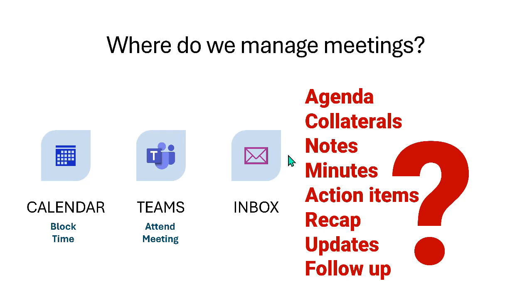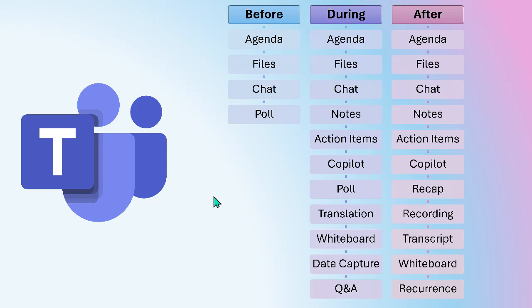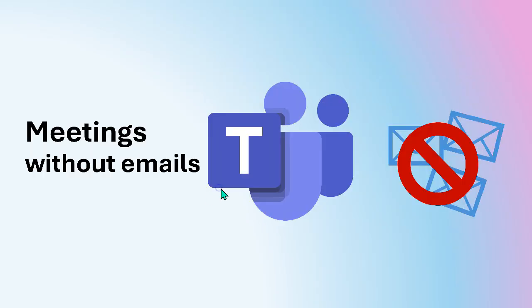So the idea is stop doing this. Before, during, after, everything can happen using Teams. Already you are using Teams, but you don't know all these aspects can happen in Teams. So how do we do that? Meetings without emails. That's the motto. Some part of it will happen with Copilot, but even without Copilot, this is possible. So how do I go about doing it? Very quickly, I'll show you the process.